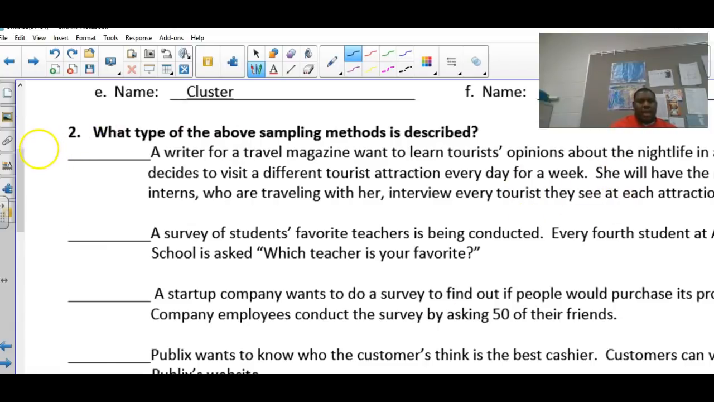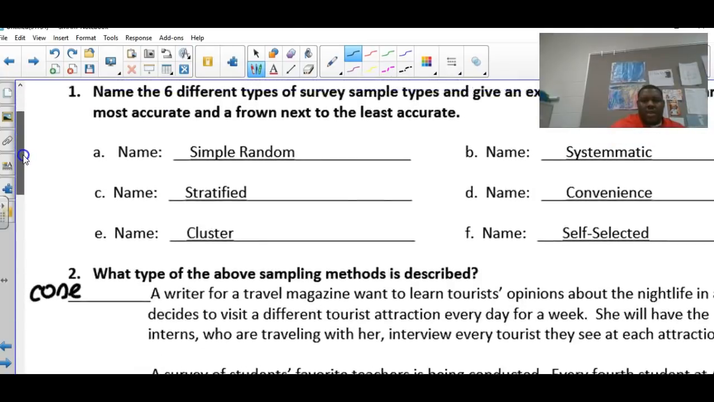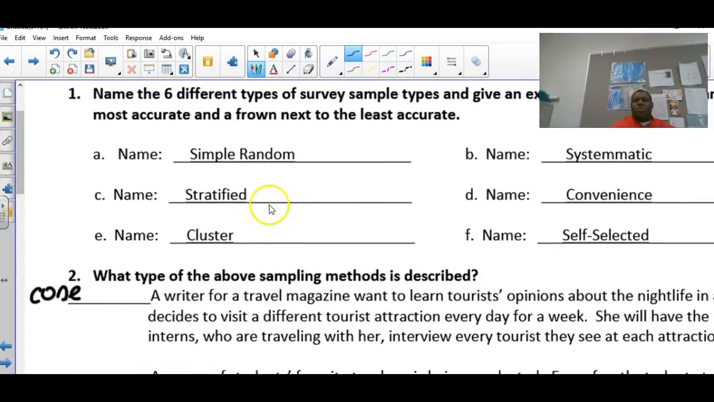So look, this is convenience, and I'm going to tell you why. It's convenient because they're there. They just happen to be there. So it's a convenience for you to just ask them questions. That makes sense? I hope so.